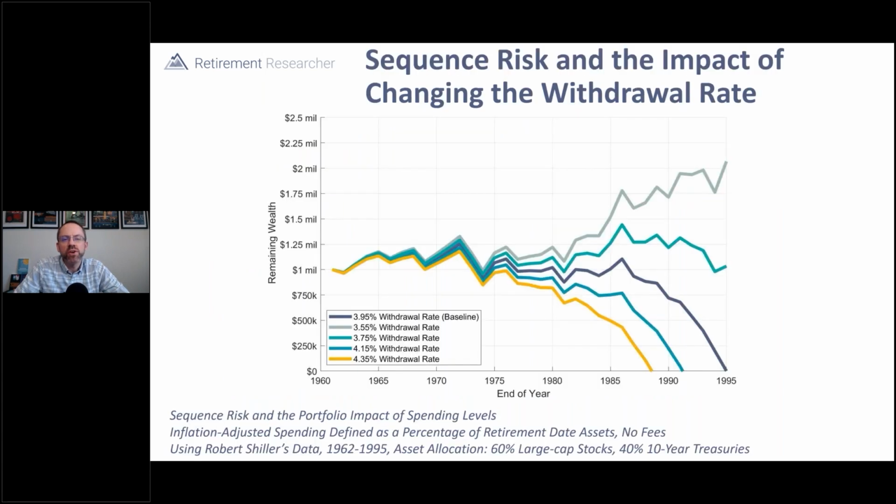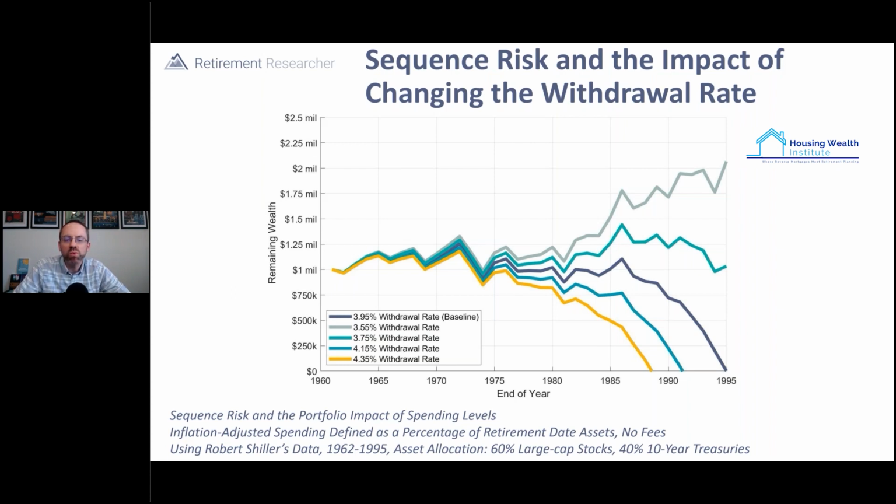I want to focus on the intuition here. What I want to do is talk about how small changes to investment portfolio distributions can have such a huge impact on portfolio sustainability. And so this first slide is based on a case study for a 33-year retirement that got the market returns from 1962 through 1995.